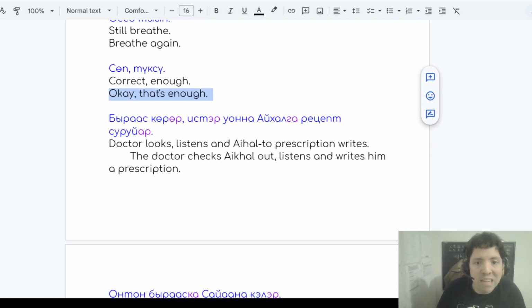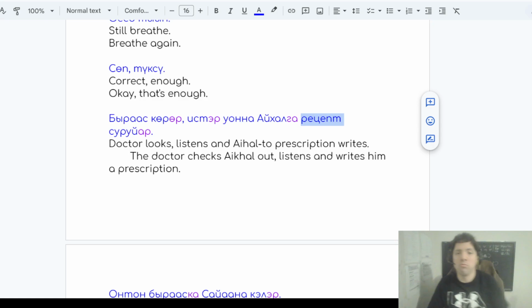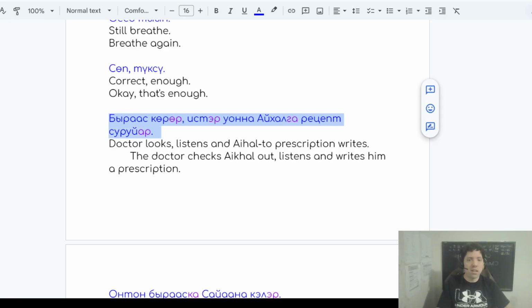Bras gurur ister wanna ayhalga recept suruyar. So this word recept is from Russian, meaning, well, it looks like receipt. It's probably from receipt, but it means prescription in this case. The doctor checks out Ayhal and listens and writes him a prescription. Bras gurur ister wanna ayhalga recept suruyar.